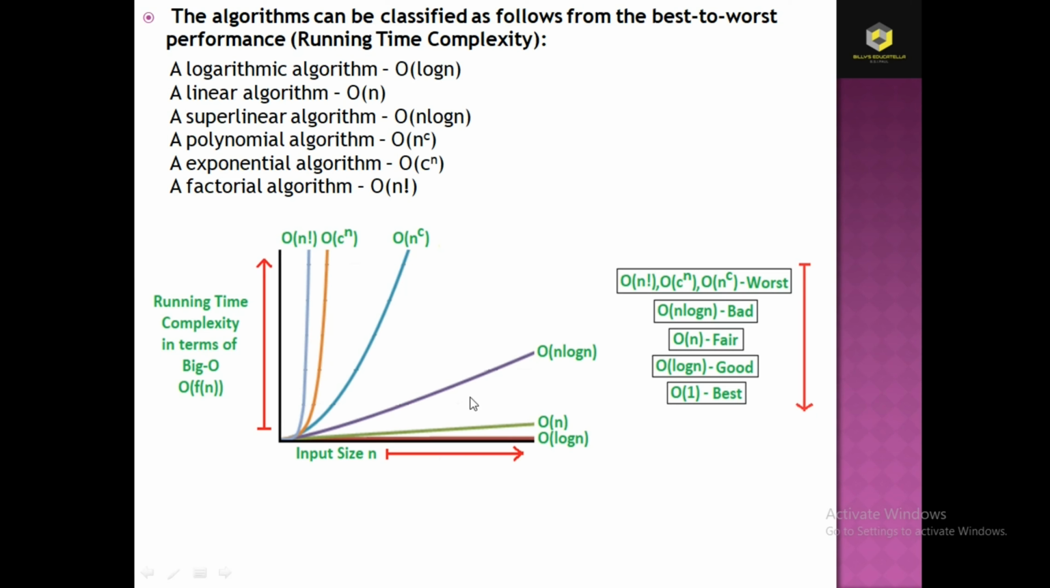And here there is a small graph which shows the algorithmic timings from low to high. Here the order of 1, which is the best case, is represented on the x-axis. And the good case is order of log n, which is more than order of 1. And order of n, which is more than order of log n. And order of n log n, which is the bad case. And the worst cases are order of n factorial, order of c to the power of n, and order of n to the power of c.